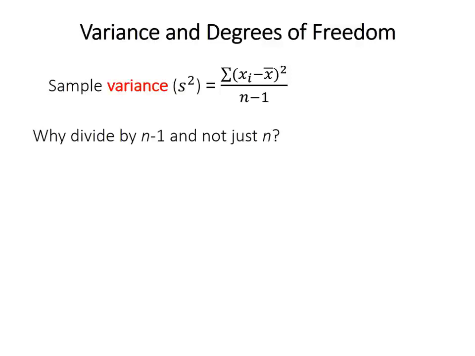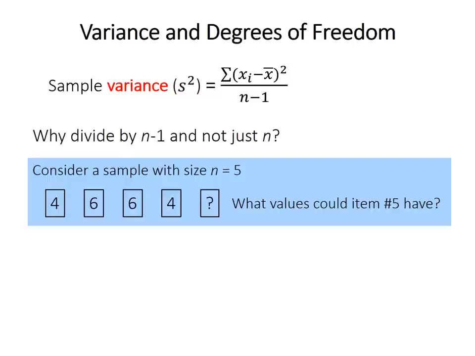Well, this is related to something called the degrees of freedom, and that might be easiest to illustrate with an example. So let's consider this small sample here of 5 observations. The first values are 4, 6, 6, and 4, and so what could the fifth value be? Well, it could be anything. It's probably something like 4 or 6 if you're extrapolating, but it could be 4.5, 4.672, it could be 15. We don't even know what it is. There's no constraint on that fifth value. It could be anything at all.